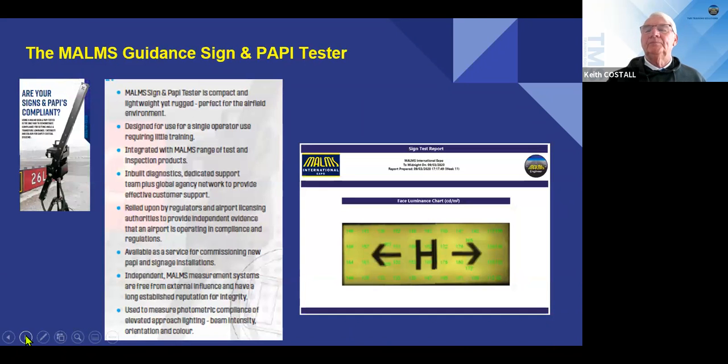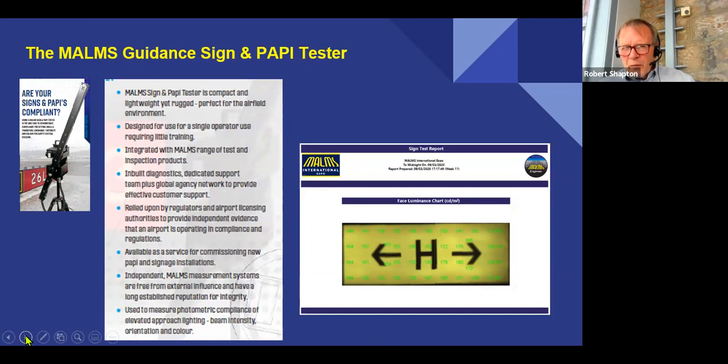Indeed, here we've got an example of one of the reports, and if you can just make out there, we measure each of the grid points in the sign, and we compare the ratios. So for the adjacent points, each point should be no more than 1.5 times any adjacent point in any direction. And overall, the ratio should not exceed 5 to 1 from the brightest point in the sign to the darkest point in the sign.